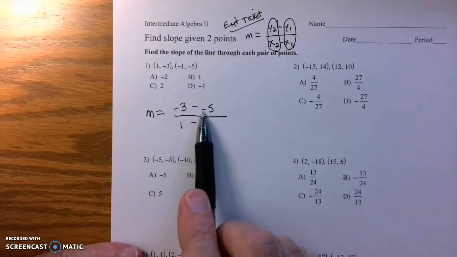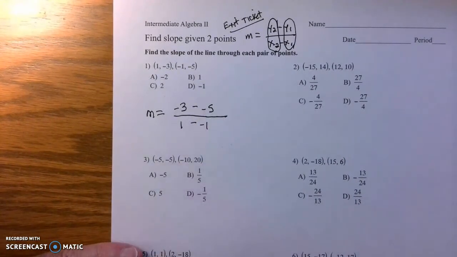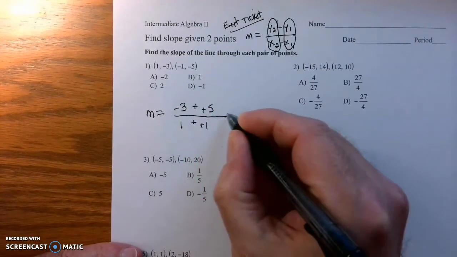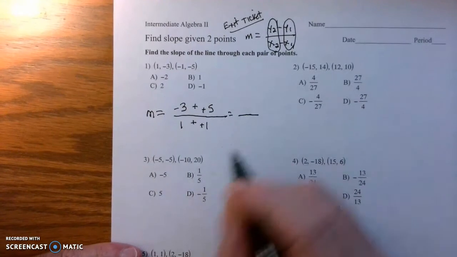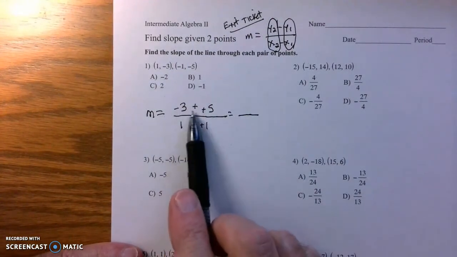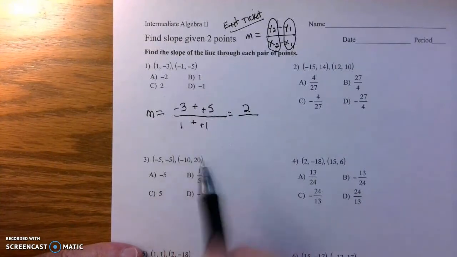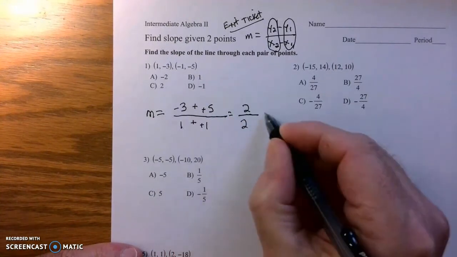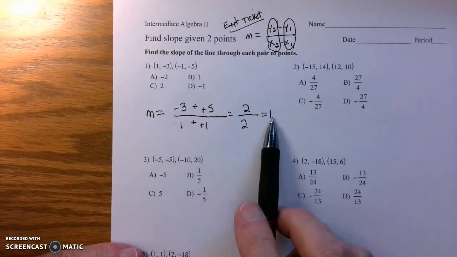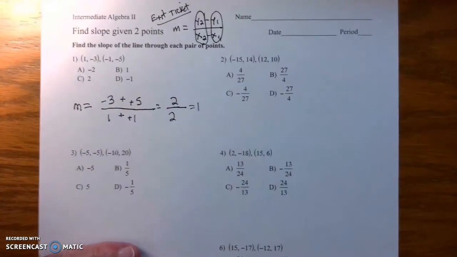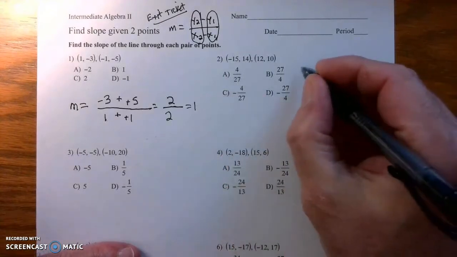Okay, when you see negative, negative like that, just make them plus, plus. This is -3 plus 5, that's 2. 1 plus 1, that's 2. So 2 over 2 is 1, okay? Number 2.